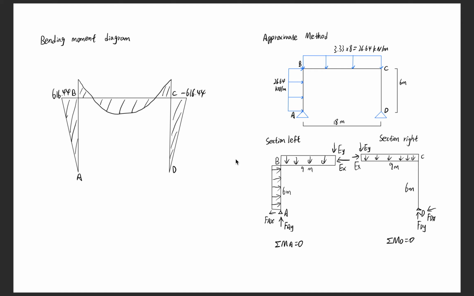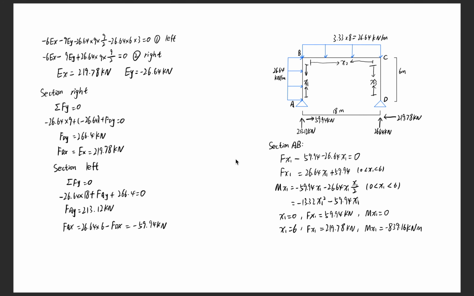For this method, we first divide the structure into two parts, section left and section right. And it has FAX, FAY, FDX, FDY, EX, and EY. At the beginning, we assume sigma MA equal to 0, and also assume sigma MD equal to 0. And we got these two formulas. The first is the left one, the second is the right one. Using these two formulas, we got EX equal to 219.78 kilonewton and EY equal to negative 26.64 kilonewton.